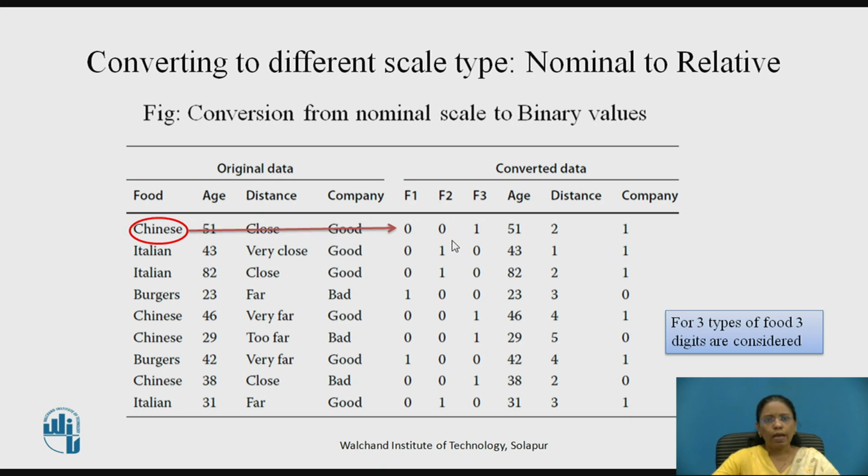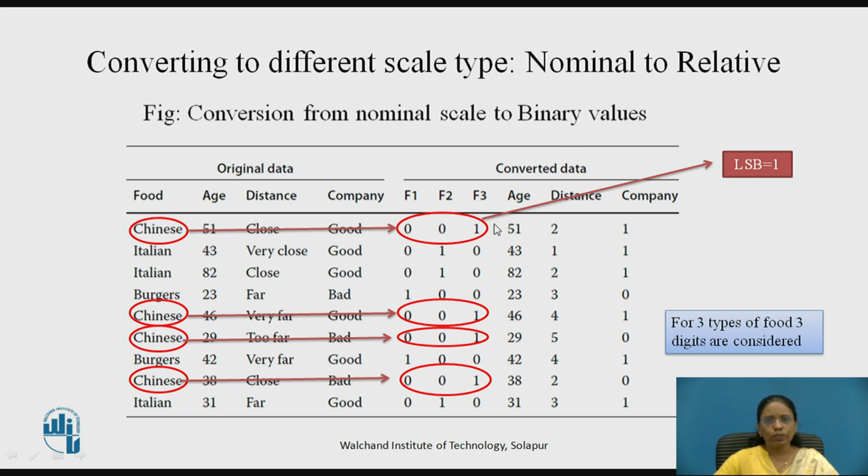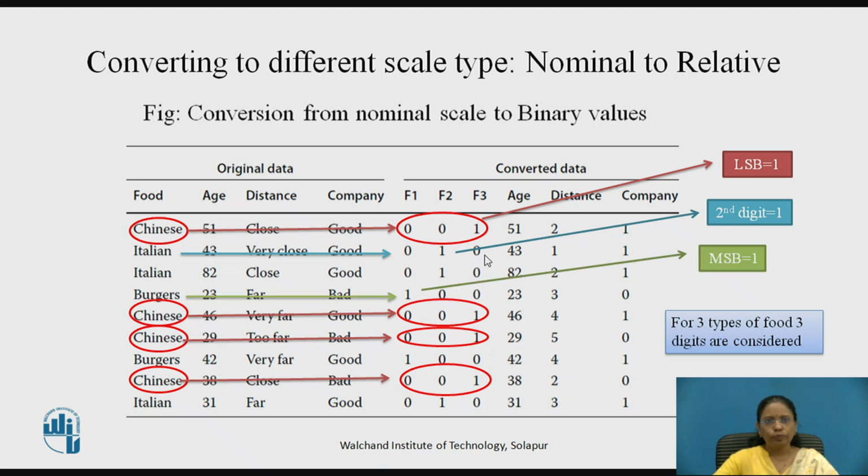For Chinese, I can say that the value I can consider is 001, wherein only the last digit, that is LSB, is made 1. So wherever there is Chinese, I can put the value as 001, where LSB is made 1. If I take the other food type, that is Italian, for this we can consider the second digit is made 1, that is 010 stands for Italian. And the last one is the burgers, where I can consider the MSB bit is a 1, that is 100 is the conversion for burgers.